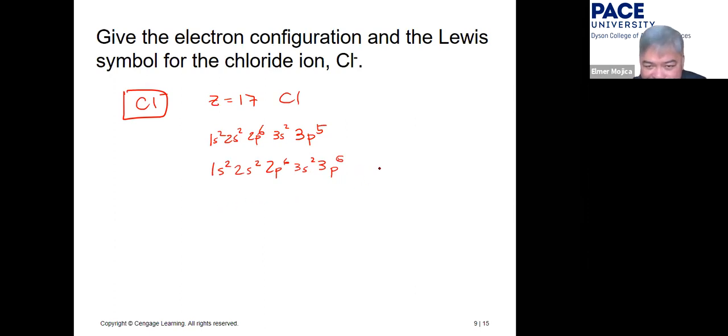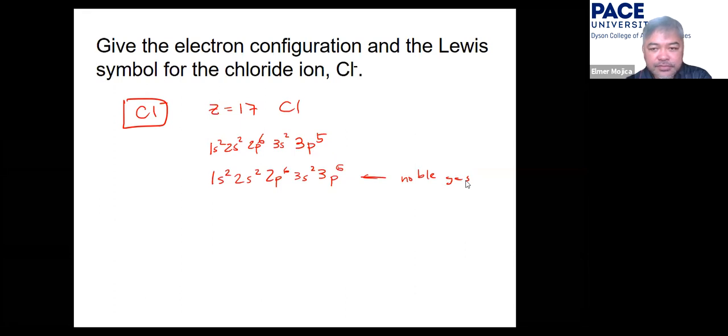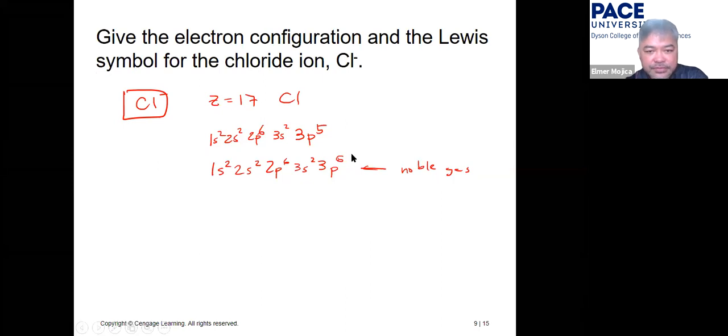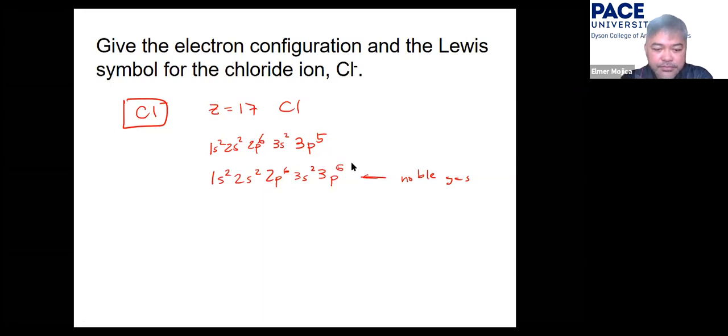And what noble gas has the same configuration? What's the one beside the element chlorine? Anyone? If you have the periodic table.